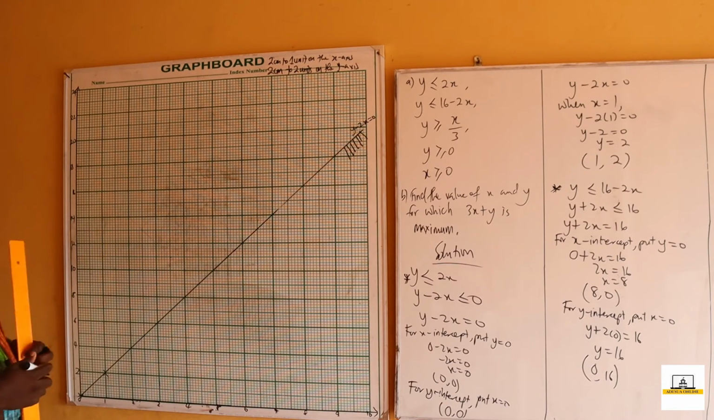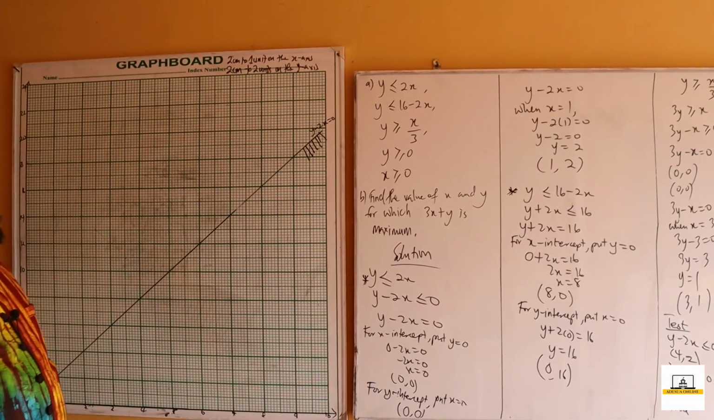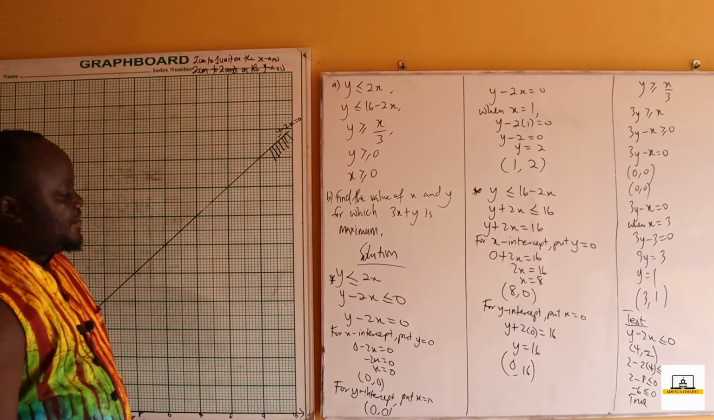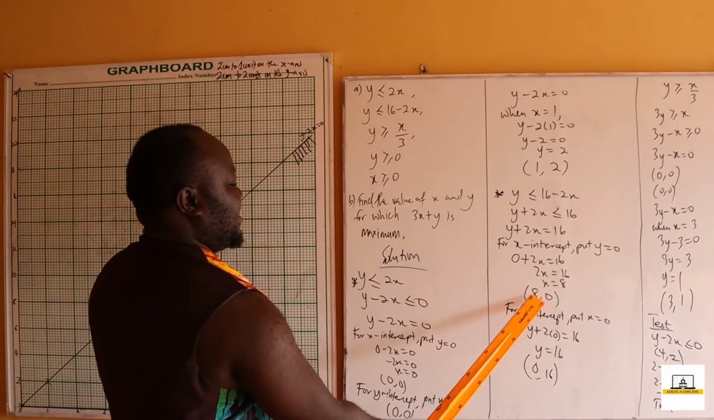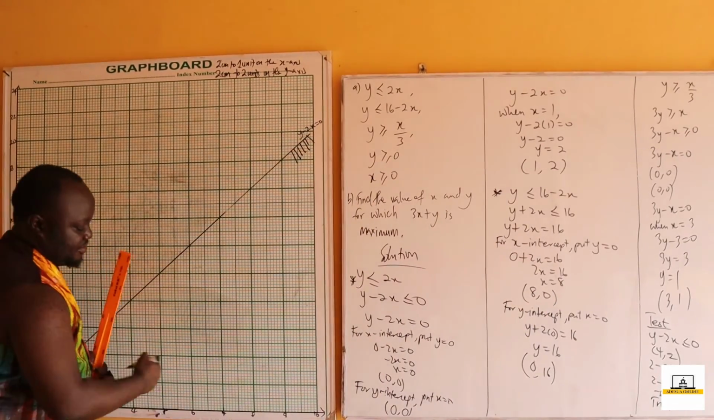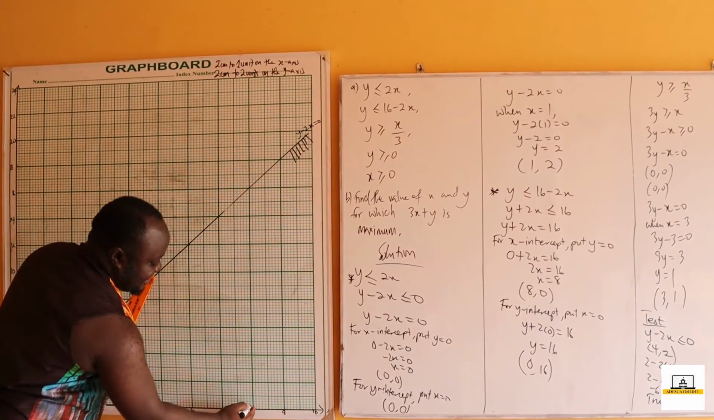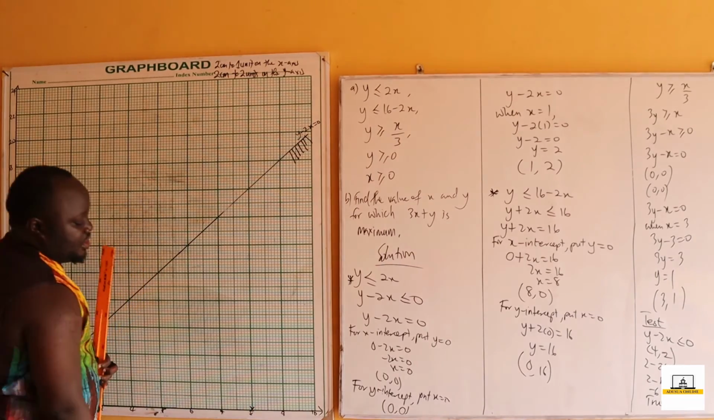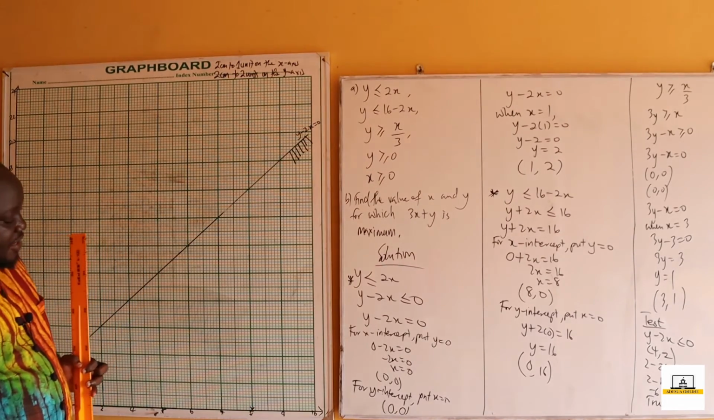Now let's pick the second line. Y minus 2x is going down. Then we move to the second line. We have the point x is 8, y is 0. So we locate x is 8, y is 0. On the x-axis, this is 8, 0. So we mark it. So we have 8, 0 here.